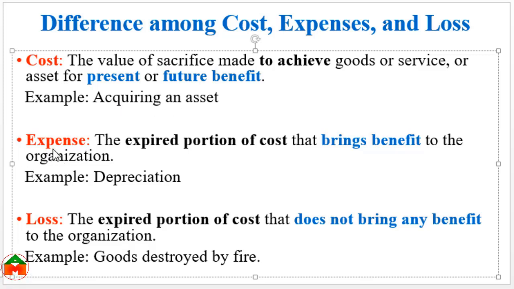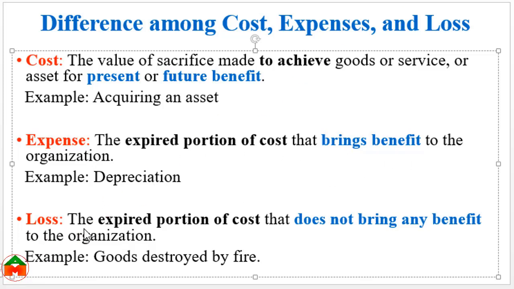On the other hand, we can see expense. Expense is the expired portion of cost that brings benefit to the organization. Here we can see the cost, and the expired portion of cost is called the expense. As for example, we can say depreciation. This is the expired portion of an asset. After using the asset, we can bring benefit. So expense is the expired portion of cost that brings benefit.